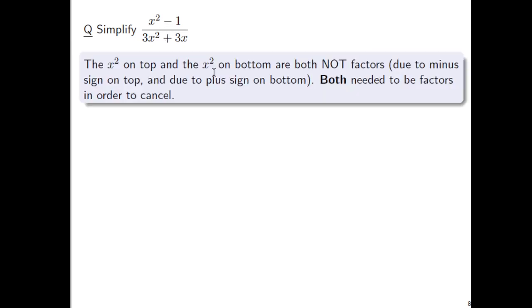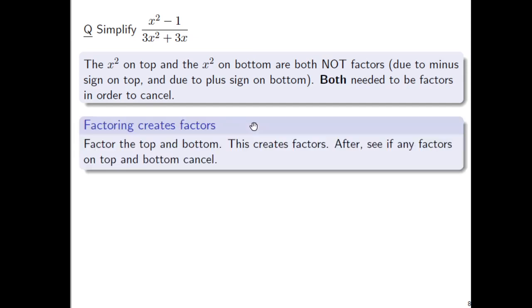Let's simplify (x² − 1) over (3x² + 3x). So as written, nothing is going to cancel because we don't have factors, because there's a minus in the numerator, there's a plus in the denominator. So yeah, x² on top and x² on bottom, these do not cancel because these are not factors. So we need factors in order to cancel. Well, let's factor, right? So this sounds strange, but factoring creates factors.